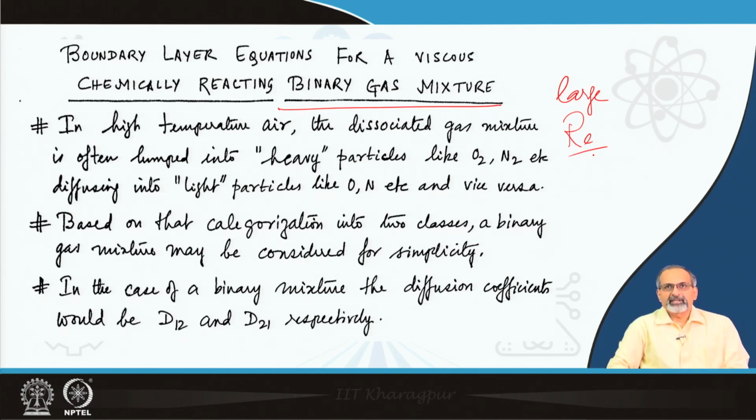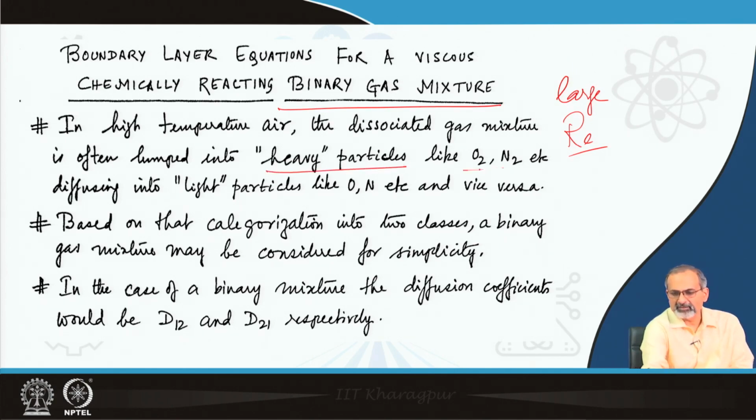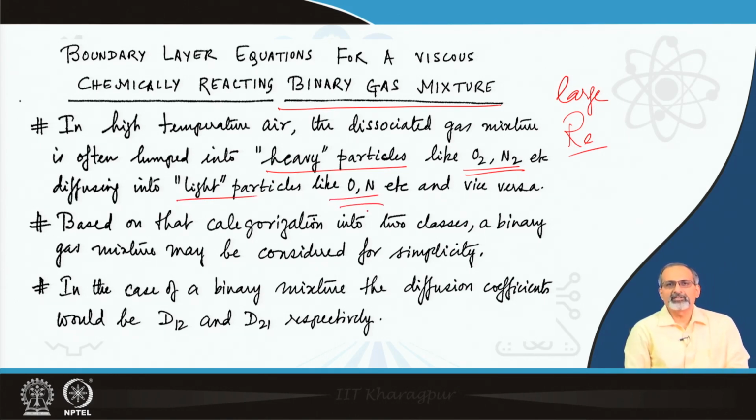In high temperature air, the dissociated gas mixture is often lumped into heavy particles comprising of the molecules and light particles comprising of the atoms. Right in the beginning, when we start discussing boundary layers, since we are discussing it in the context of chemically reacting flow, it is a high temperature gaseous mixture where chemical reactions are taking place. We have to think about the chemical aspect of the boundary layer to begin with.